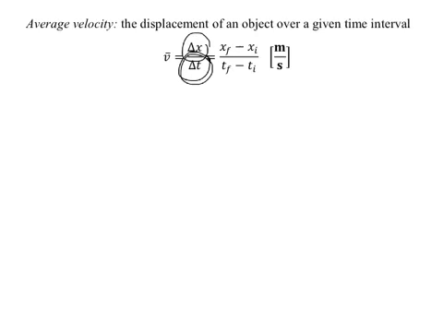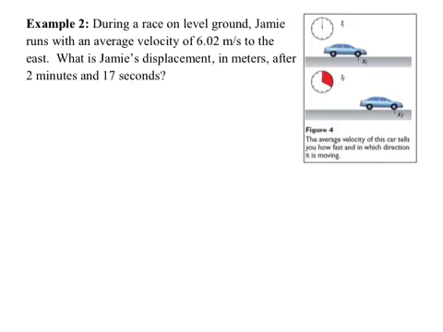So how fast are we changing our location or our position? We'll notice that our displacement in this example is measured in meters and the time in seconds, thus giving us units of velocity of meters per second. Let's take a look at an example of average velocity. During a race on level ground, Jamie runs with an average velocity of 6.02 meters per second to the east. What is Jamie's displacement in meters after 2 minutes and 17 seconds?